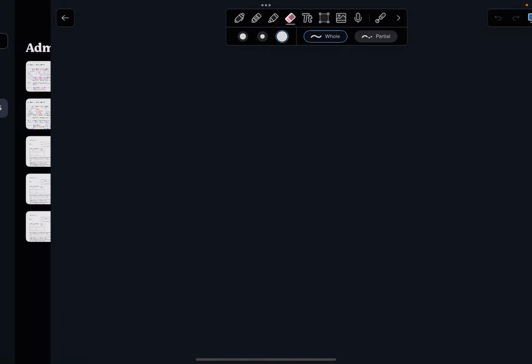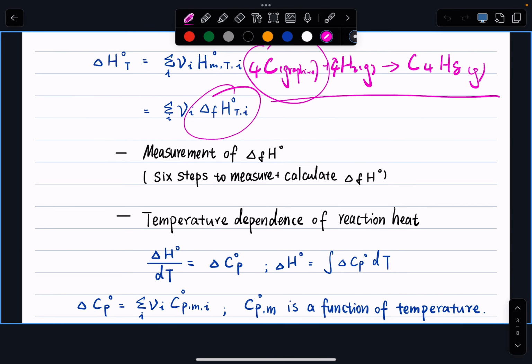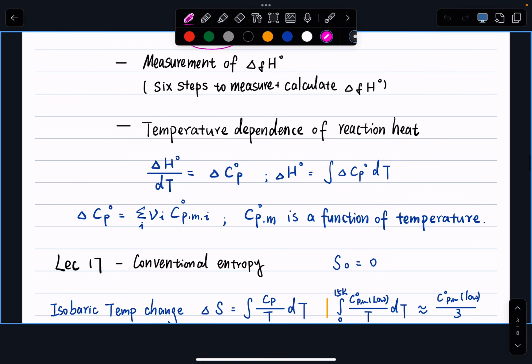All right. What else? And then we spent a good enough time talking about how delta H heat of formation is being measured in calorimetry reactions. That's like a very long discussion of all 6 steps. And after that, we start talking about temperature dependence of reaction heat. Now, this one is something we introduced in chapter 5, but later on in chapter 6, we're saying we might come back and use these relationships.